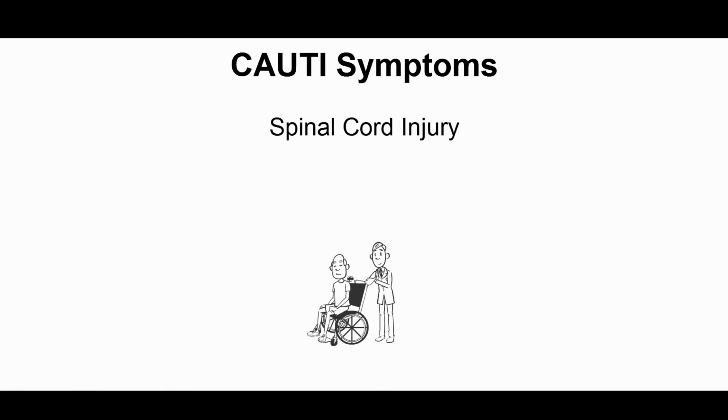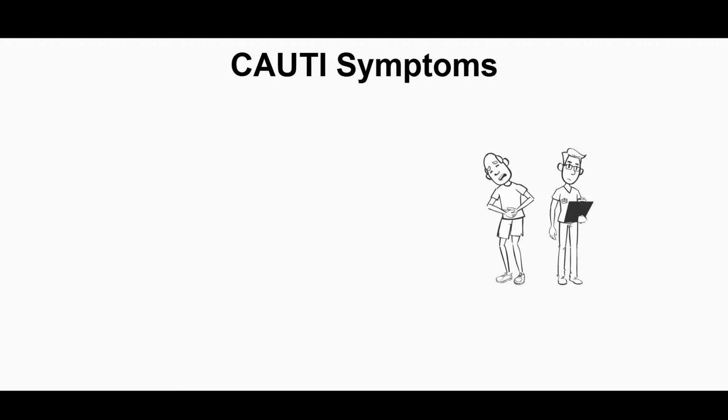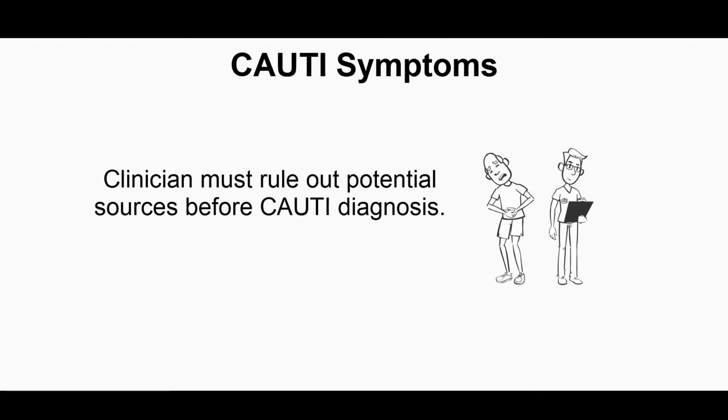In patients with spinal cord injury, increased spasticity, autonomic dysreflexia, or a sense of unease could also be considered UTI symptoms. Unfortunately, many of these symptoms are not sensitive or specific for bona fide UTIs. Thus, the diagnostic burden falls on the clinician, who must rule out other potential sources of the patient's presentation before concluding that his or her patient has a CAUTI.